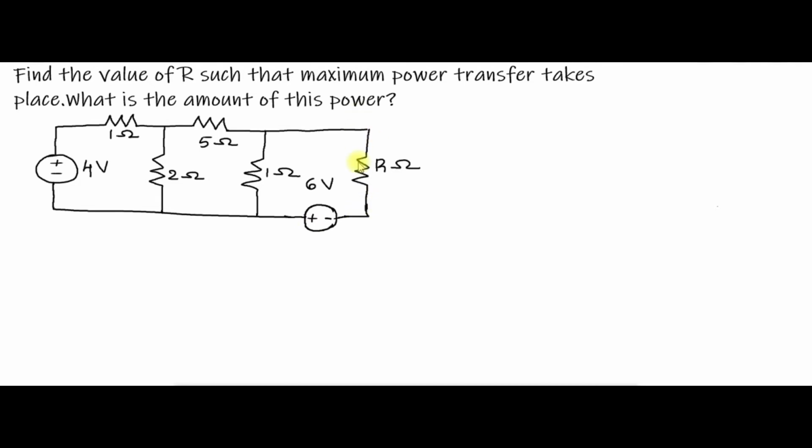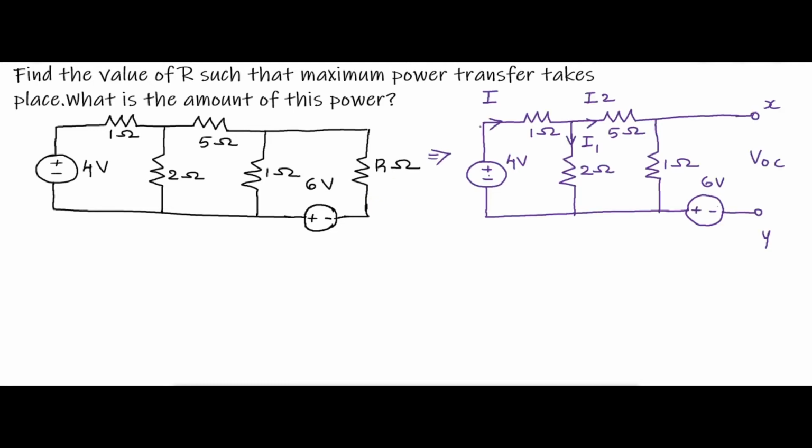So let's redraw this figure without this R. So I have removed this R. Instead of R, I have marked the terminals as X and Y. Now I am going to determine this current I. So you can see that this current I is flowing from this voltage source and here it is divided into two. This current becomes I2 and this current becomes I1.